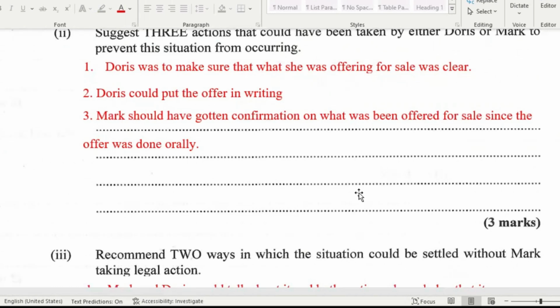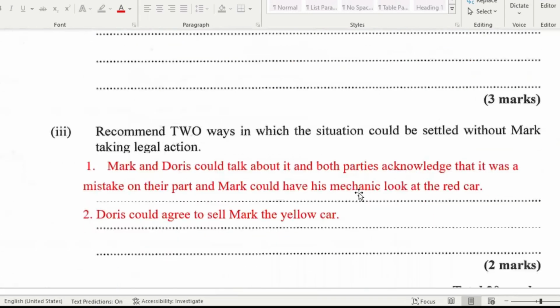Let's see. Mark and Doris could talk about it, and both parties acknowledge that it was a mistake on their part, and Mark could have his mechanic look at the red car that Doris intended to sell. Or Doris could agree to sell Mark the yellow car. You know, since Mark got his mechanic to check it out already and all of that. So guess what? They can sit down and sort it out. Nobody needs to go to court or to get a lawyer for this situation. It can be worked out.